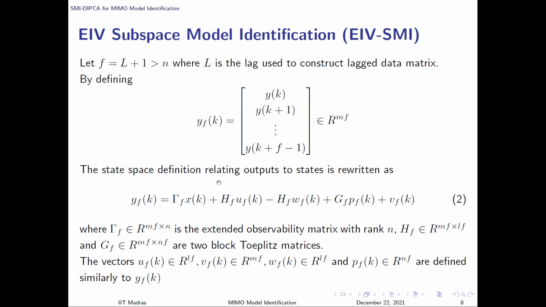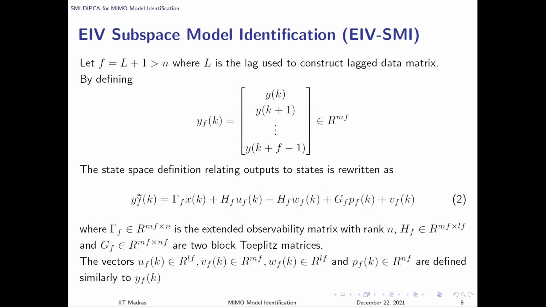Now if you do this with u, same thing you do. Start with uk plus 1 and so on, up to uk plus f minus 1. You do this with the process noise. You do this with the measurement noise, for the input and for the output.